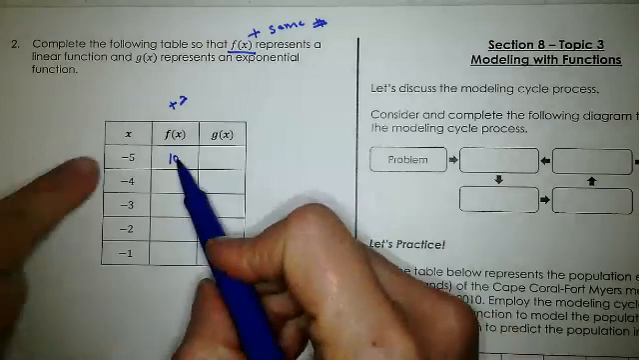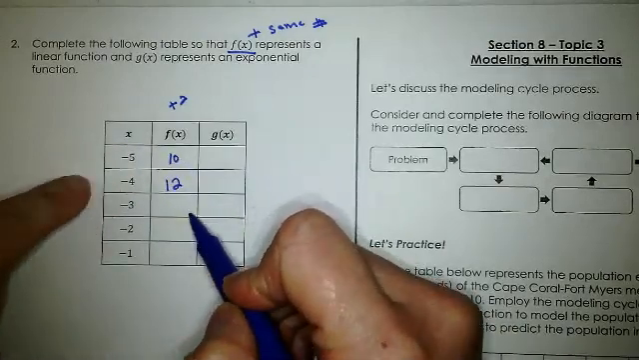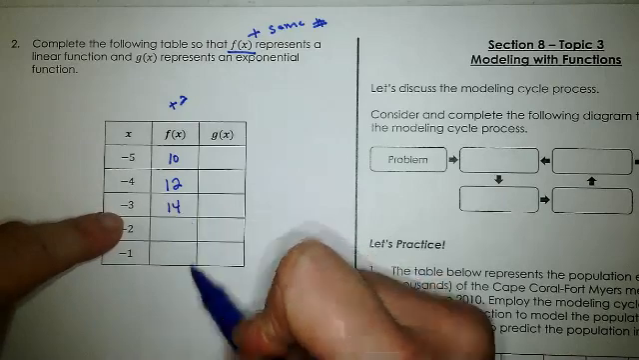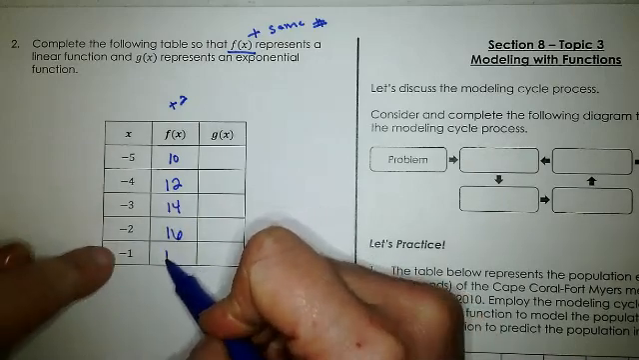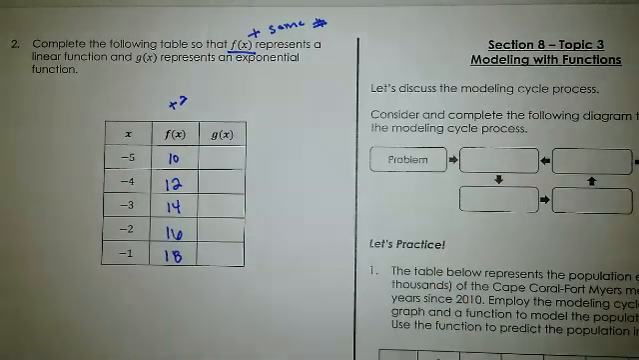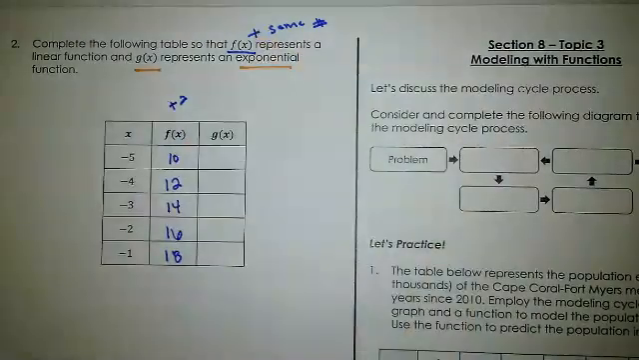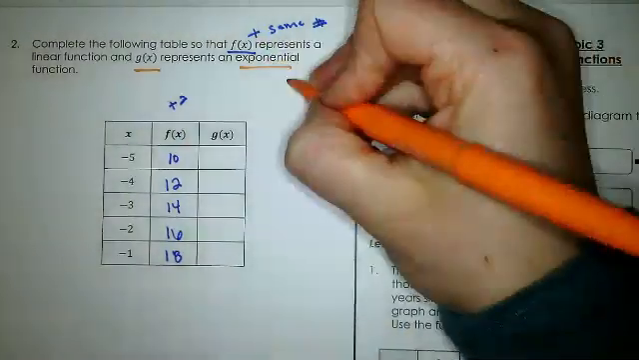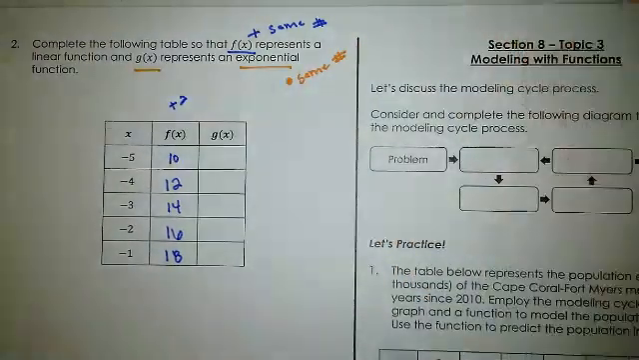So in linear, every time x goes up by 1, I should be able to add 2. X goes up by 1, add 2. X goes up by 1, add 2. X goes up by 1, add 2. So that would be a linear pattern. G of x has to be exponential, meaning I need to multiply by the same number. So again, I'll make up a pattern. You're not allowed to start at the same place. You're not allowed to use the same multiplier.